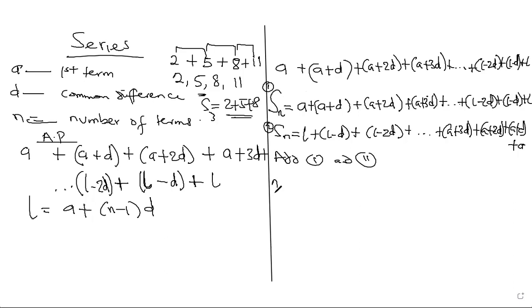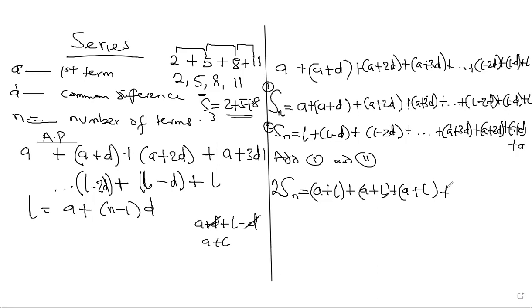then I will have 2Sn equals A plus L. If I add A plus D plus L minus D, that will give me A plus L as well. How? A plus D plus L minus D, this will cancel this, then we have A plus L. So if I add A plus 2D and L minus 2D, that will give me A plus L as well. A plus L, A plus L, A plus L. So that's how it continues. Dot, dot, dot, plus A plus L, plus A plus L, plus A plus L.